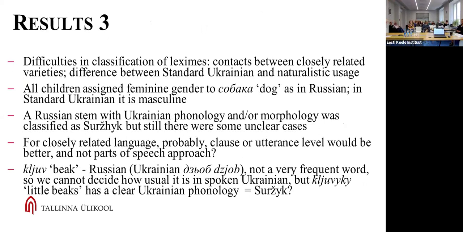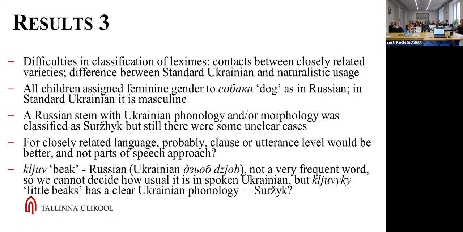Again, with the standard method we look for various parts of speech, so many nouns, so many of this and that, and foreign language items. And here comes the problem, because it is difficult with closely related varieties. Should we classify according to standard Ukrainian or not? Probably not, I would say. So what was clearly Surzhyk we didn't mark as foreign. What was clearly Russian, there were a couple of words, was marked with a different color.